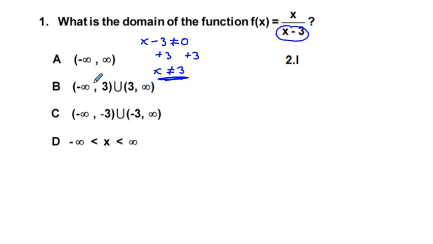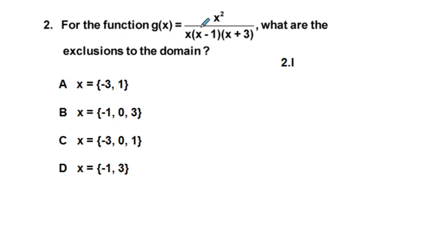And so on a number line, it would look like this. At 3, we would have a discontinuity, but everything to the right of that discontinuity and to the left of that discontinuity is going to exist as part of the domain. And so the break occurs at x equals 3, which is given by answer choice B.